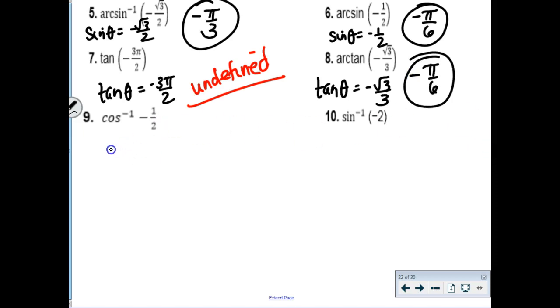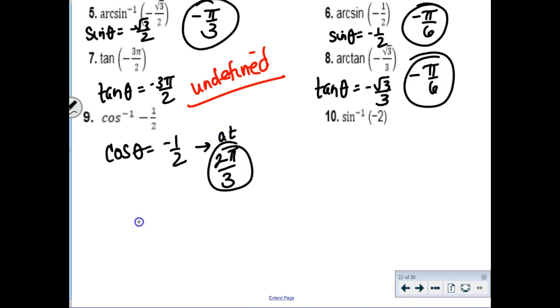All right, this next question is saying, where is cosine a negative 1/2? Cosine's not the tricky one, so don't overthink it. Where is cosine a negative 1/2? Just make sure you're looking in the right spot. Good. 2 pi over 3. Because remember, cosine is the one that's only defined between 0 and pi. You can't look anywhere else but 0 and pi.